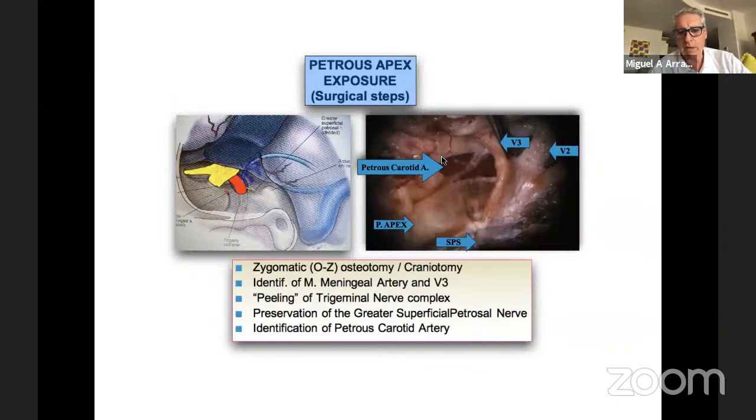And this is what happens at the petrous apex. Very frequently, we will see the carotid artery not completely hidden inside the petrous bone, but almost at the surface with some thin cartilaginous layer. So take care, because insofar as you go medially to the third division, you can damage the carotid artery if you are not aware of this absence of bone in this area.